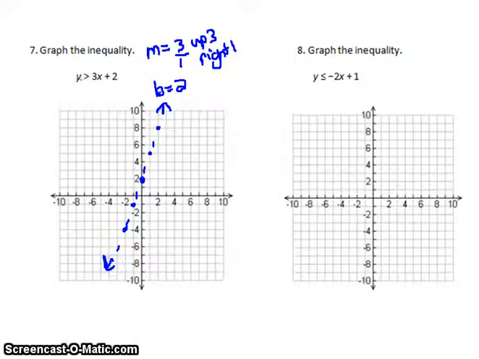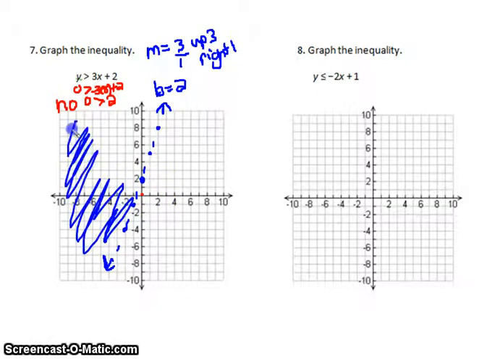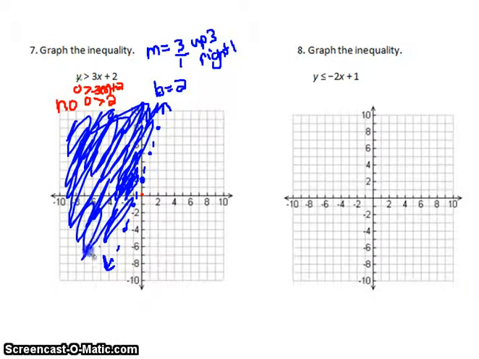And now I have to check my 0, 0. We don't have just one 0, we have to plug in 2 zeros. Is 0 greater than 3 times 0 plus 2? And that cancels out and tells us, is 0 greater than 2? No, so we don't want that side. We want to shade the opposite side. We want to shade greater than. So it's going to be over here.